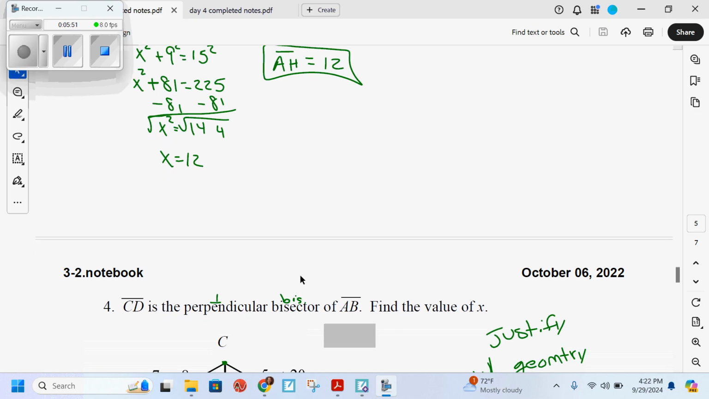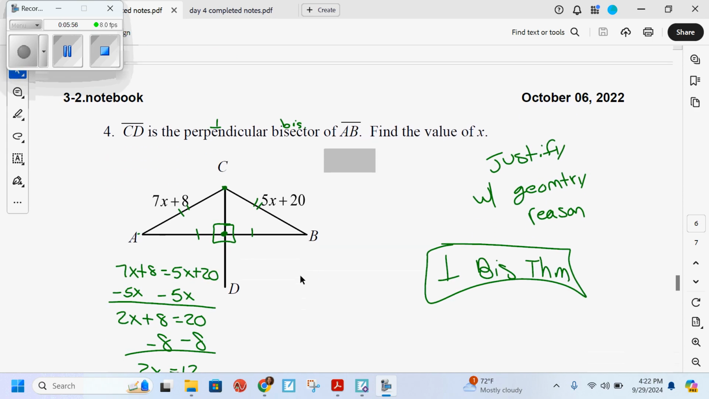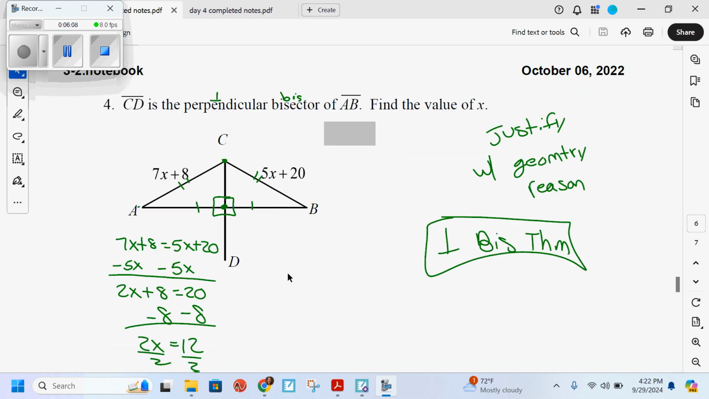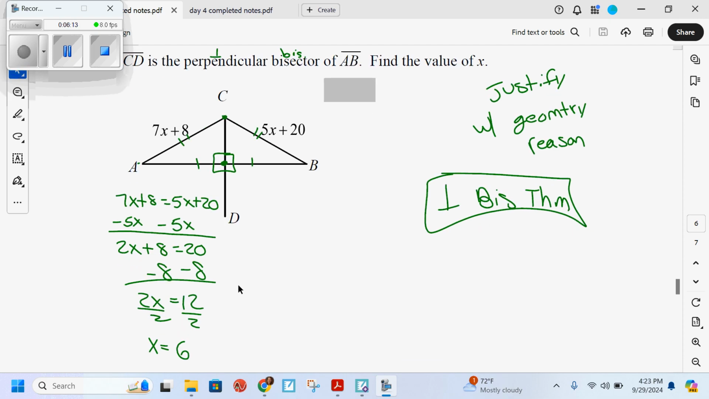So if you want more time to think, hit pause. If not, and you're ready, since CD is the perpendicular bisector, point C is on the perpendicular bisector, so it is equidistant from endpoints A and B. So that means I can set the two lengths equal to each other and solve. So I'm solving the equation to get X is 6. If the question asked me to justify with our geometry reason, it would be because of the perpendicular bisector theorem.